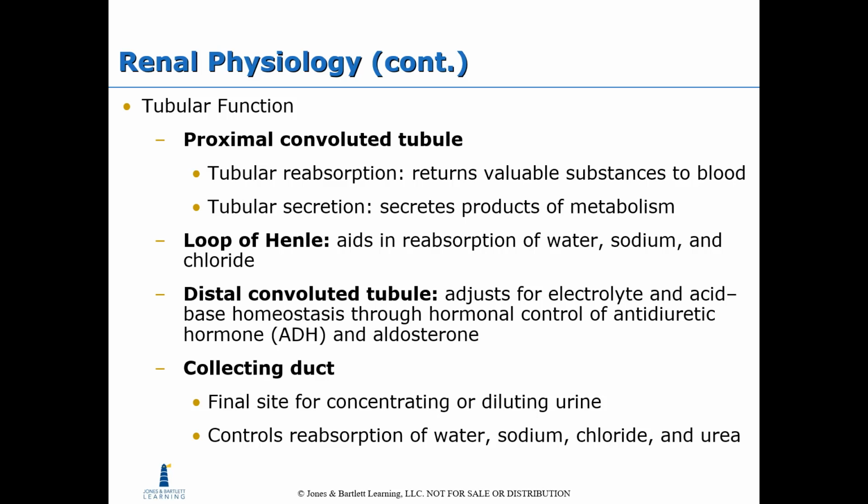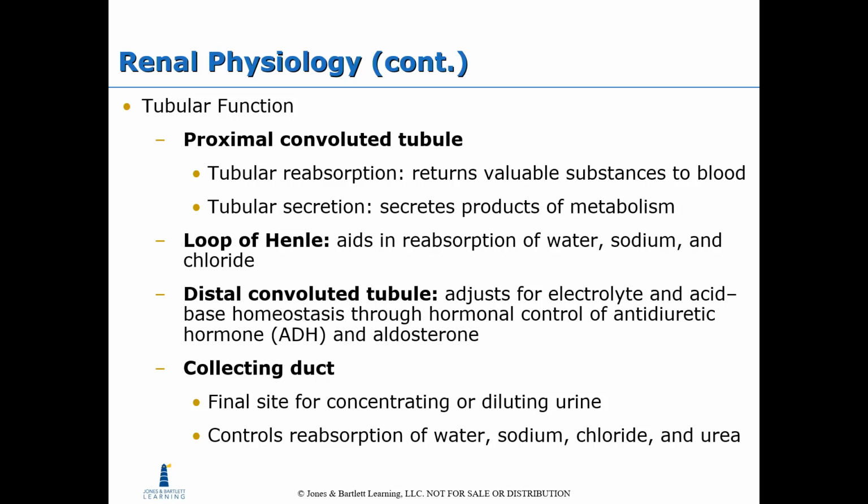The loop of Henle aids in the reabsorption of water, sodium, and chloride, and different parts of the tubule are responsible for the reabsorption of different substances. The descending limb is predominantly water, while the ascending limb is predominantly ions such as sodium and chloride. The distal convoluted tubule adjusts for electrolyte and acid-base homeostasis through the hormonal control of the antidiuretic hormone and aldosterone.